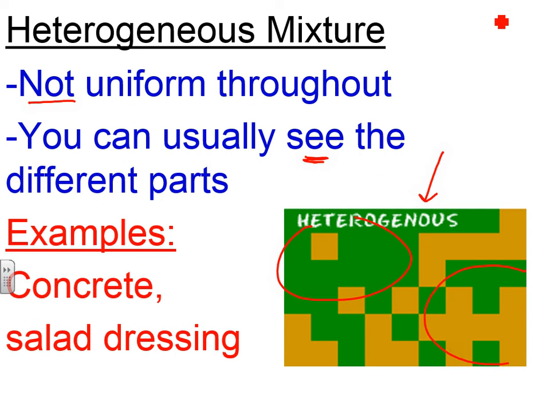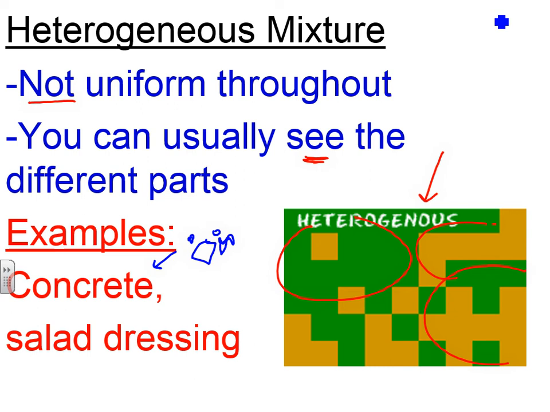There's chunks of yellow on the right side, there's chunks of green on the left side. Some examples of this would be concrete. If you take a look at concrete, or just the sidewalk that you're walking on, you can probably see the different parts in concrete. Maybe you'll see some rocks stuck in there, maybe you see some air pockets stuck in there. There's different colors of concrete. Concrete kind of changes colors. So you see that it's not perfectly mixed, so it's a heterogeneous mixture.